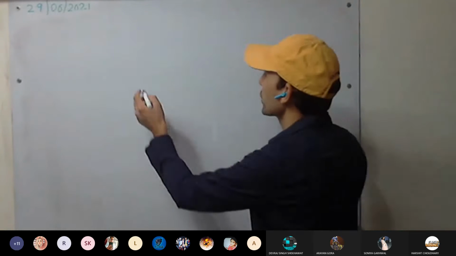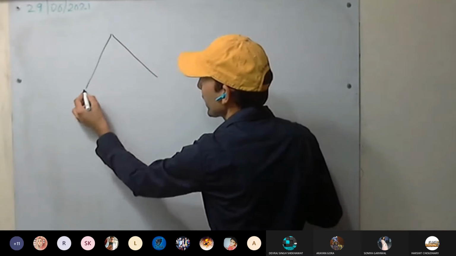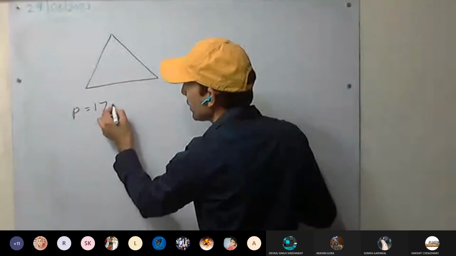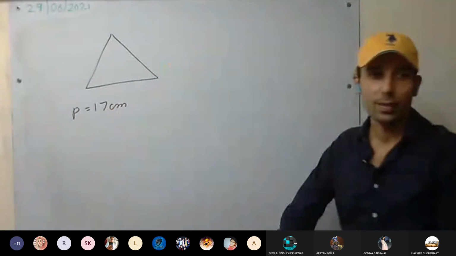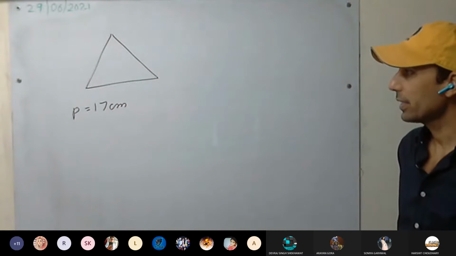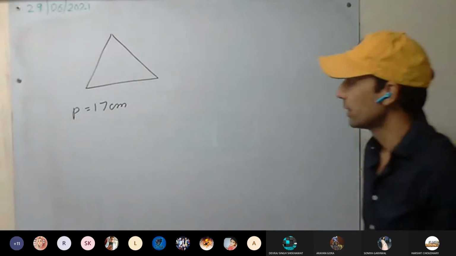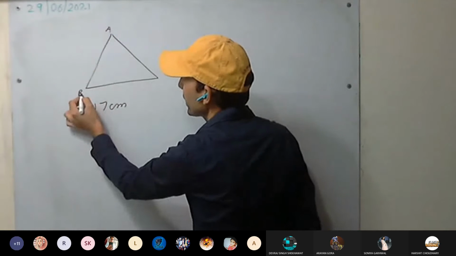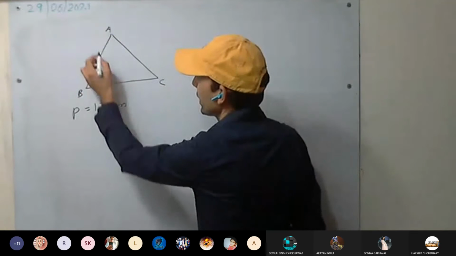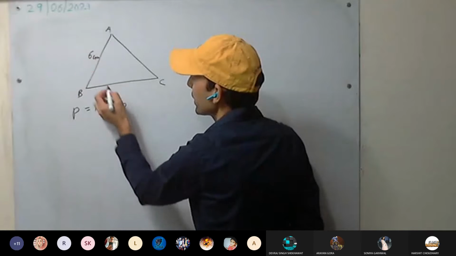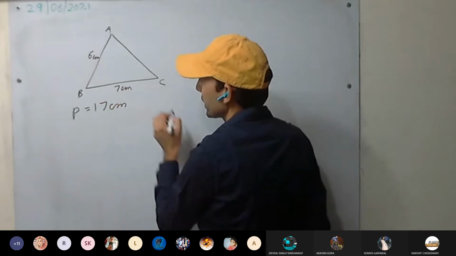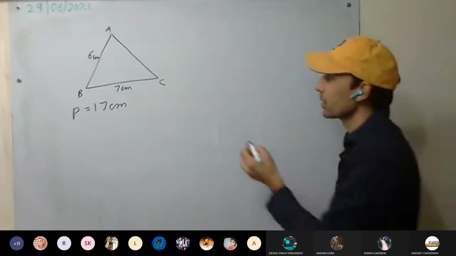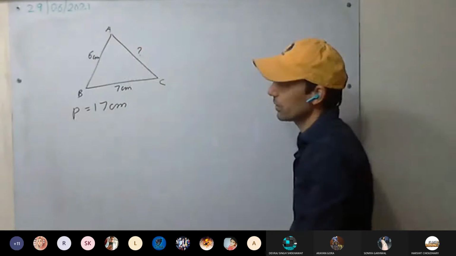I'm giving you one example question. This is a triangle, and its perimeter is given as 17 centimeter, and the lengths of two sides are given. ABC is a triangle, its perimeter is 17 centimeter. This length is 6 centimeter, the other length is 7 centimeter. Find the third side. So how are you going to find the third side?